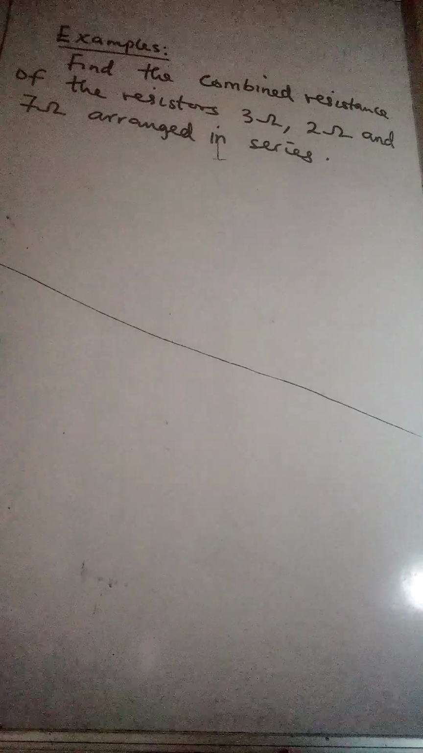This is an example on resistors in series. Find the combined resistance of resistors 3 ohms, 2 ohms, and 7 ohms arranged in series. It's a very simple thing. Just say total resistance is equal to 3 plus 2 plus 7, and that is 12 ohms. So you can see that 12 ohms, which is the total resistance, is greater than 7, which is one of the resistances, greater than 2, greater than 3. So that was the last point I made under the note.